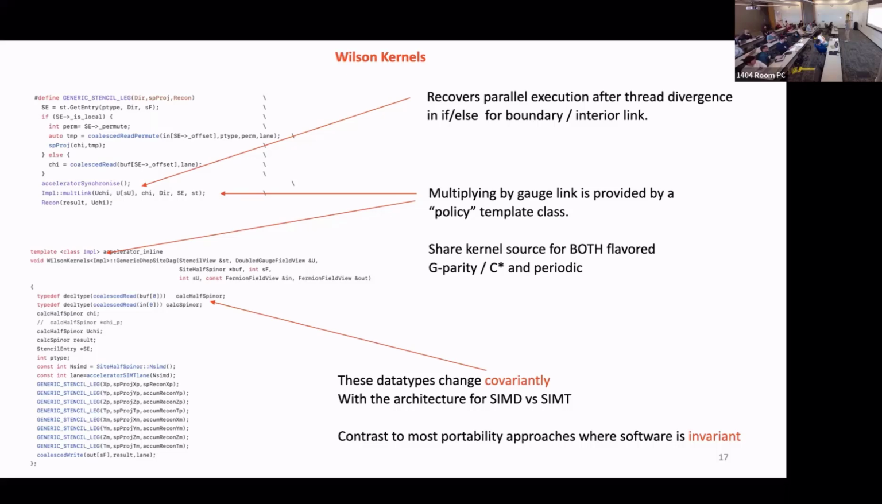And this method, as I say, contrasts to most portability approaches where the software is forced to be invariant. This is actually deliberately changing with the architecture, what it's doing.